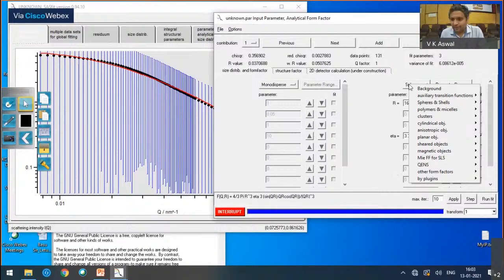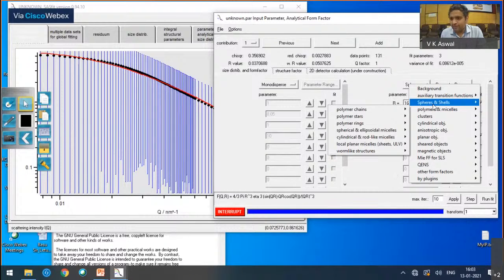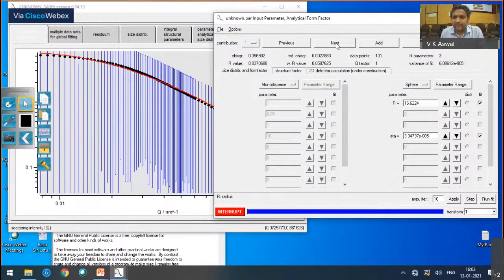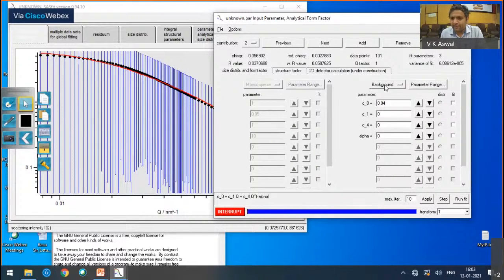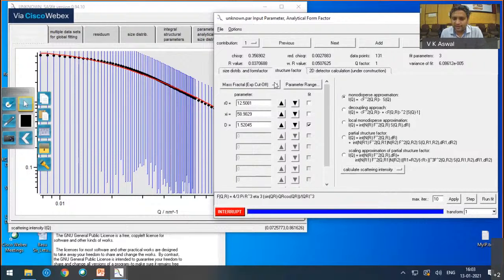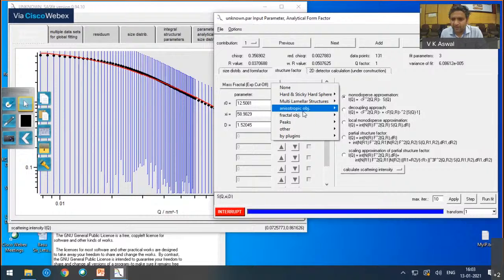Choose the form factor, which is any shape. So here the micelles, we expect them to be spherical. I choose spherical. In the next step, I will add the background. So from this curve button, add the background. Otherwise, go to next. I will add background. This is the first one. The C0 is the Q-independent background. I will put this background here, fix both of them. Then go back to original and incorporate the structure factor, whatever structure factor you feel is suitable.